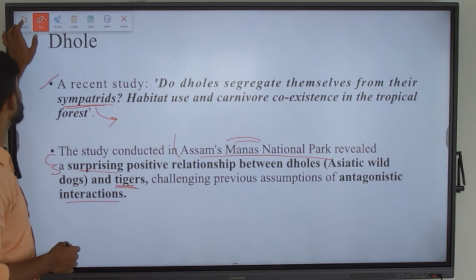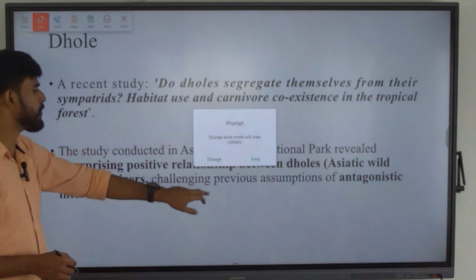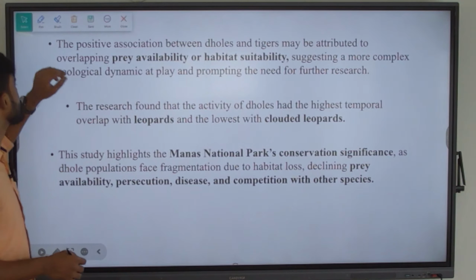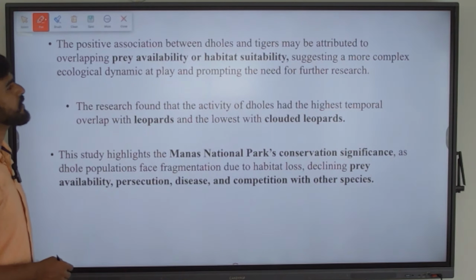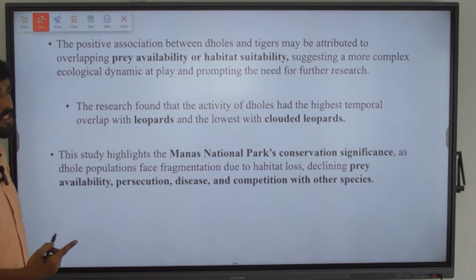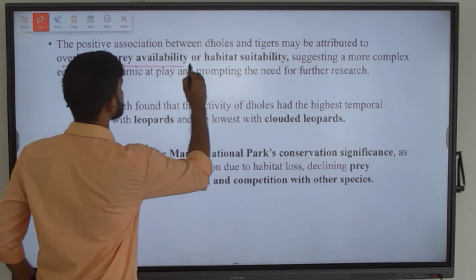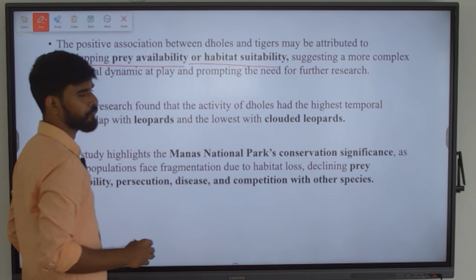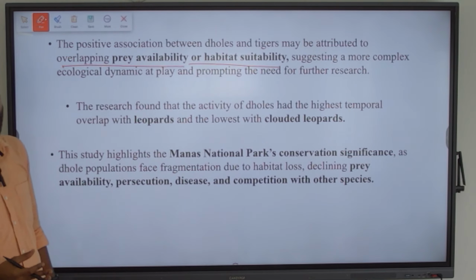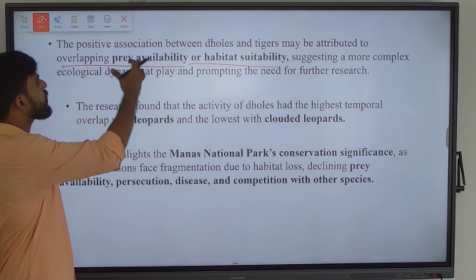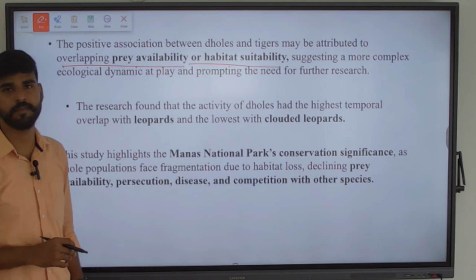Earlier they thought that these two animals were enemies, but now they are saying that there is a positive relationship. Why is there a positive relationship? This relationship may be attributed to overlapping prey availability and habitat suitability. So they have a suitable habitat and there is also overlapping prey availability.